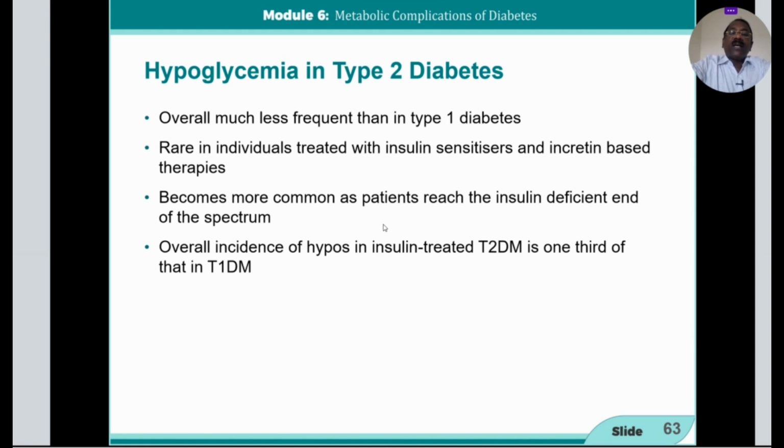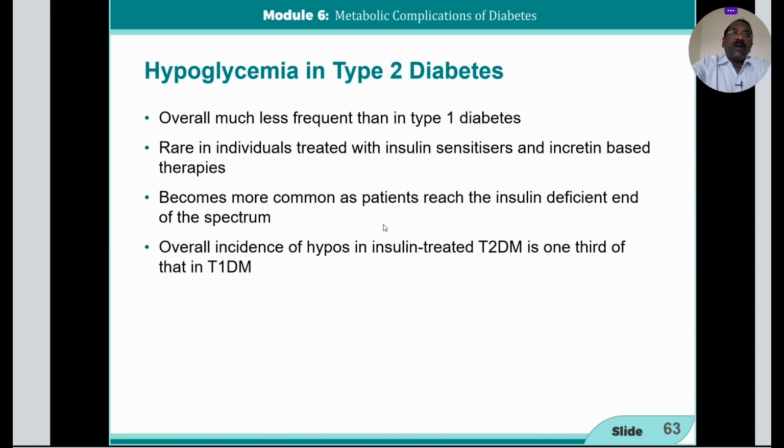Overall much less frequent than in type 1 diabetes, because in type 1 diabetes we use insulin, so they cause more and more hypoglycemia. In type 2 diabetes we use the OHAs. That too nowadays we are not using much of the sulfonylureas. We use metformin, we use gliptins, all the gliptins, we use the SGLT2 inhibitors, we use acarbose. So these all the drugs are not hypoglycemic agents. They are all anti-hyperglycemic agents. So the chances of getting hypoglycemia is very, very less with these agents.